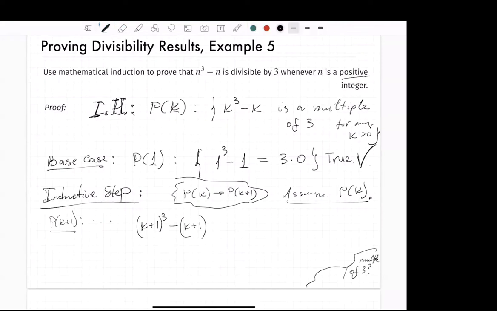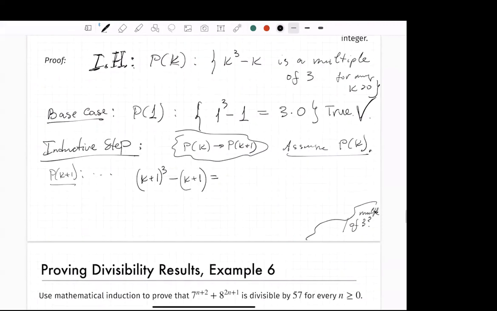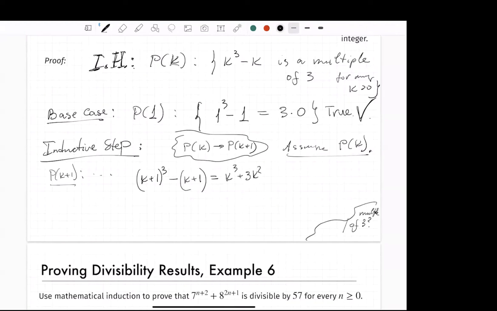So let's keep these colors here. It would be clearer. Let's just expand this. This is going to be K cubed plus 3K squared plus 3K plus 1, minus K, minus 1. Then I'm going to cancel something. These 1s go out. What do I get? This is equal to K cubed plus 3K squared plus 3K. Well, I want to show that this is divisible by 3. Is this divisible by 3? It beats me. I don't know.